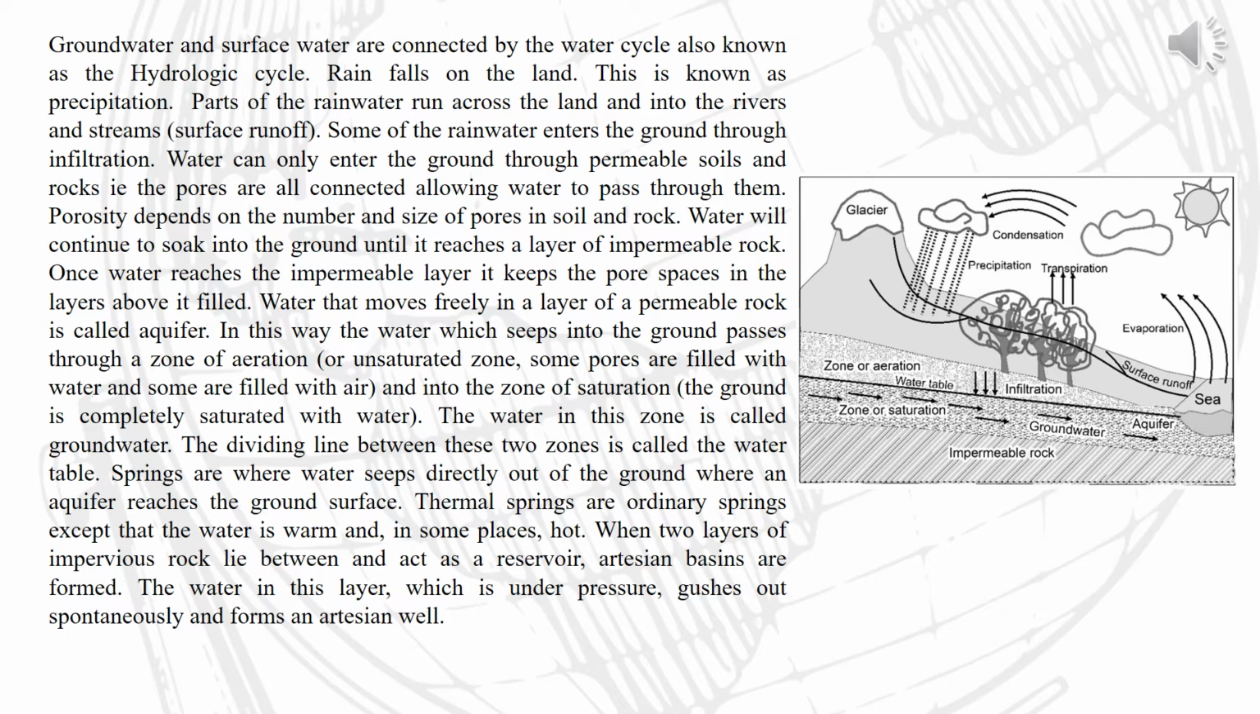Springs are where water seeps directly out of the ground, where an aquifer reaches the ground surface. Thermal springs are ordinary springs, except that the water is warm and, in some places, hot. When two layers of impervious rock lie between and act as a reservoir, artesian basins are formed. The water in this layer, which is under pressure, gushes out spontaneously and forms an artesian well.